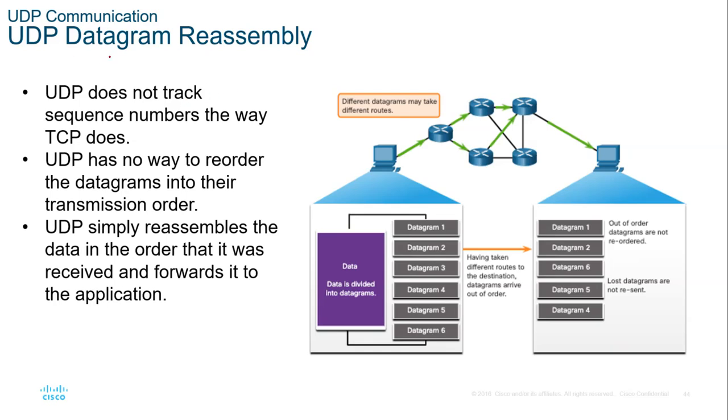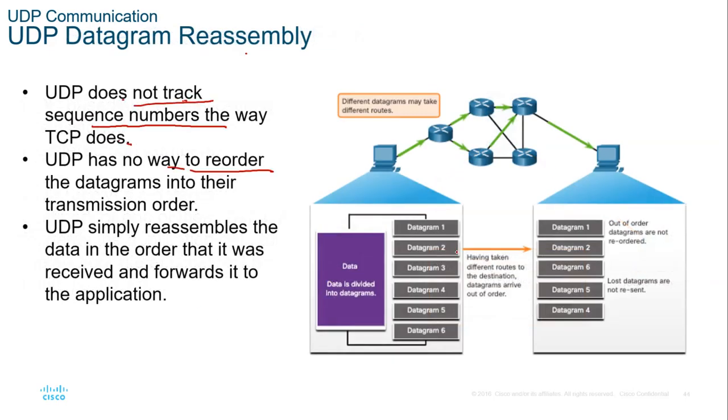So for UDP datagram reassembly, UDP does not track sequence numbers the way TCP does. UDP has no way to reorder the datagrams into their transmission order. UDP simply reassembles the data in the order it received them and then forwards it to the application.